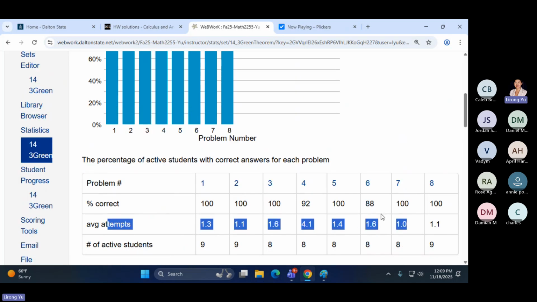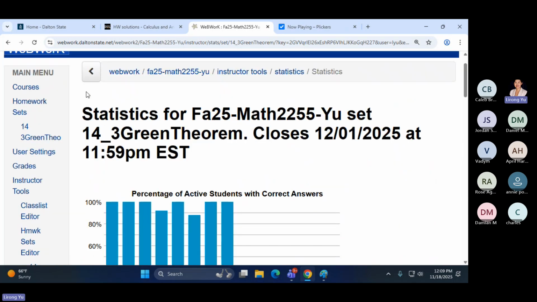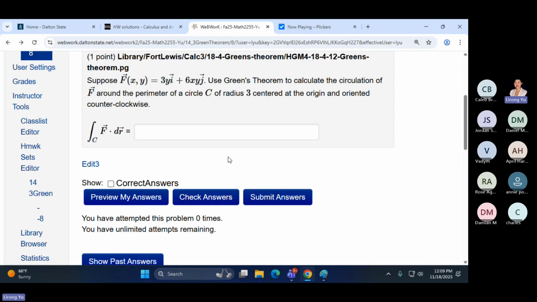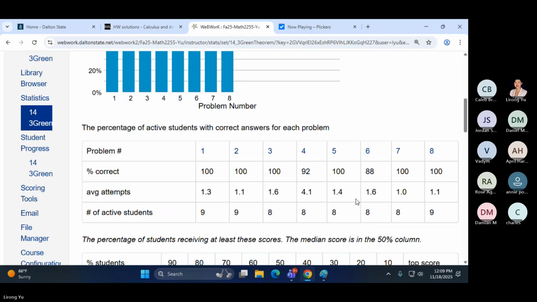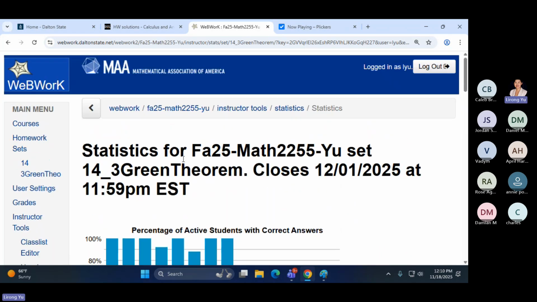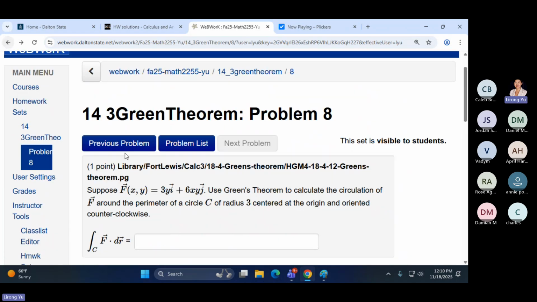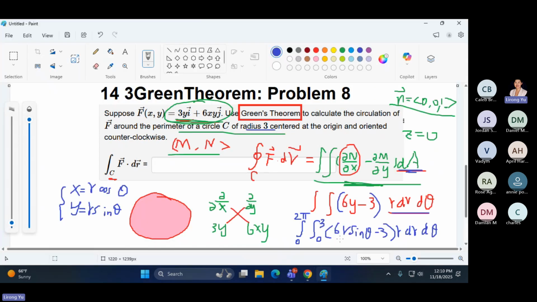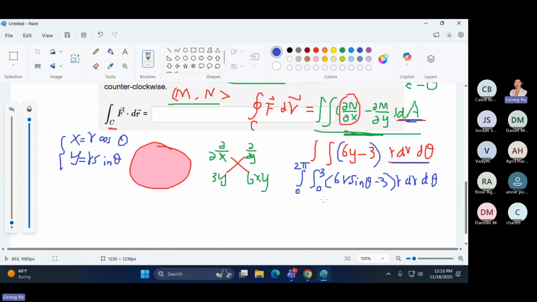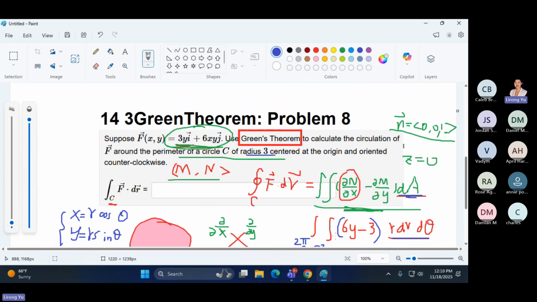Average number of tags. Question 8. Okay, this is question number 8. According to this data, I guess it's not an overly difficult question if we don't have to try it more than 2 times. The rest of the calculations really just finish the integration. It's kind of your calculation skill.